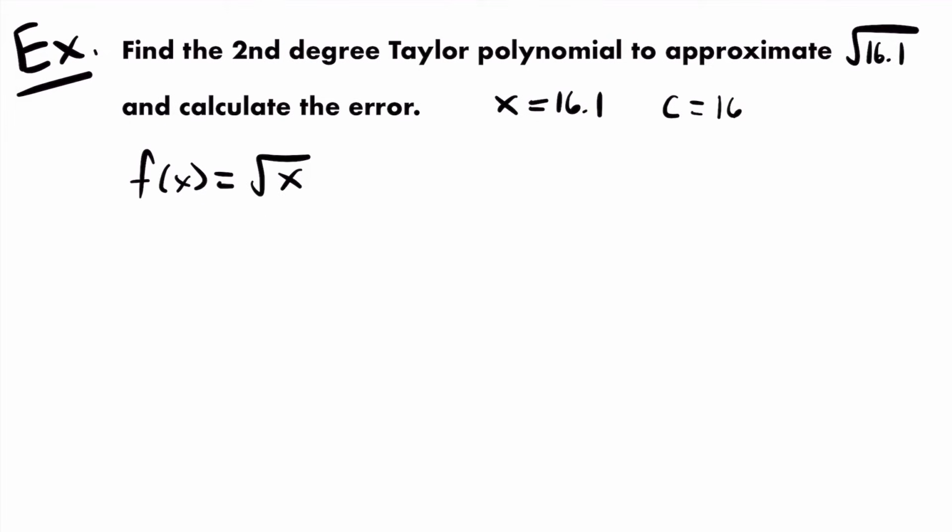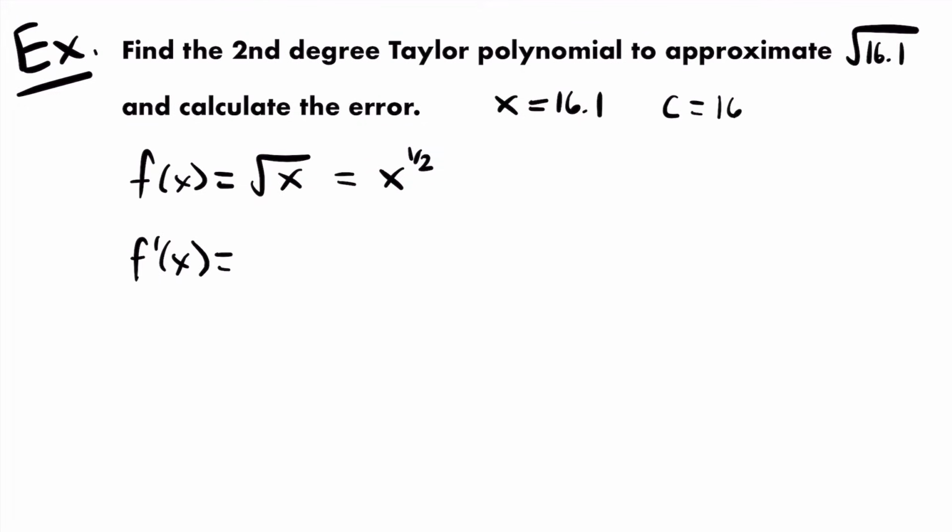So let's start out by just finding the second derivative of our function. So first, we need to find the first derivative. So f prime of x will be equal to the derivative of the square root of x. Now remember, the square root of x is equal to x to the power of 1/2. That is the same thing as the square root of x.